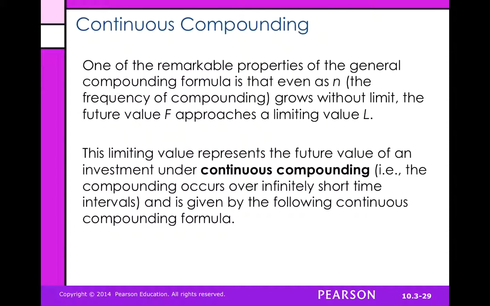One of the remarkable properties of the compounding formula is that as n grows without limit, the future value F approaches some cap value L. So as you compound every second, every nanosecond, every millisecond, whatever, you can't just make your money grow indefinitely. There's some sort of cap on the amount of money you can get, and that cap is called L. So this limiting value represents the future value of an investment under continuous compounding, where, imagine compounding every nanosecond, right? Whatever the shortest length of time the universe can sustain, that's how often you're compounding.